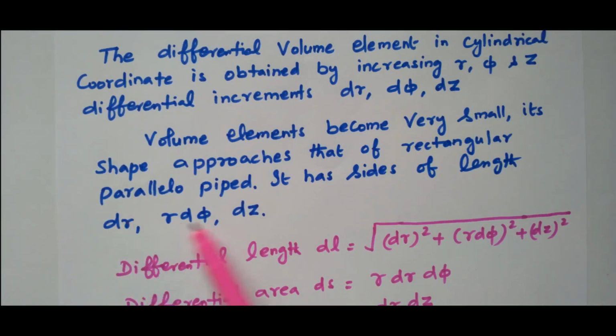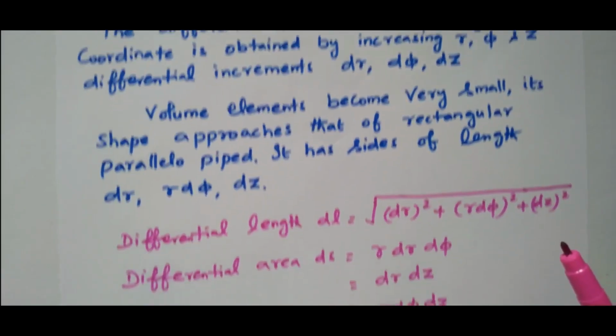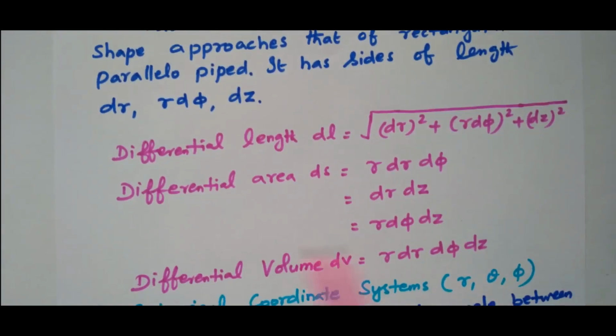So this is also a length, this is also a length. Now phi is also converted into length. D phi means angle, r d phi means equivalent length, right? Now we have three parameters, dr, r d phi and dz. From that we can easily calculate the differential length dl. Differential length is the square root of dr squared plus (r d phi) squared plus dz squared, right? Angle is converted into length.